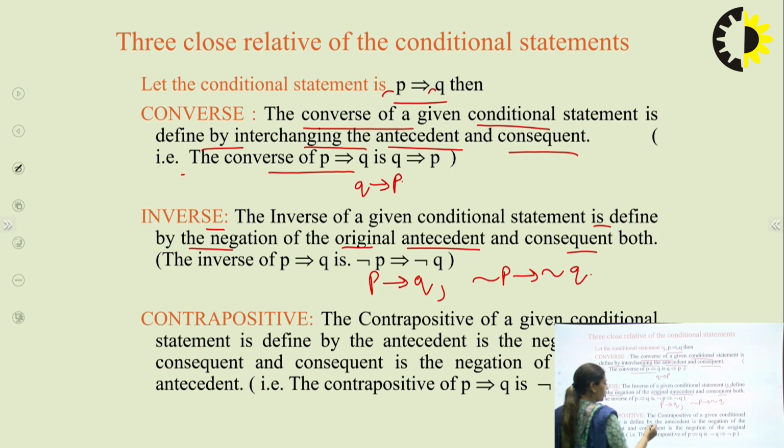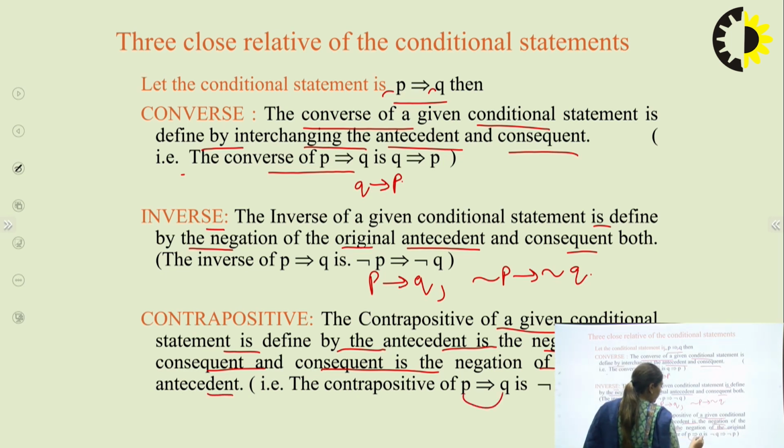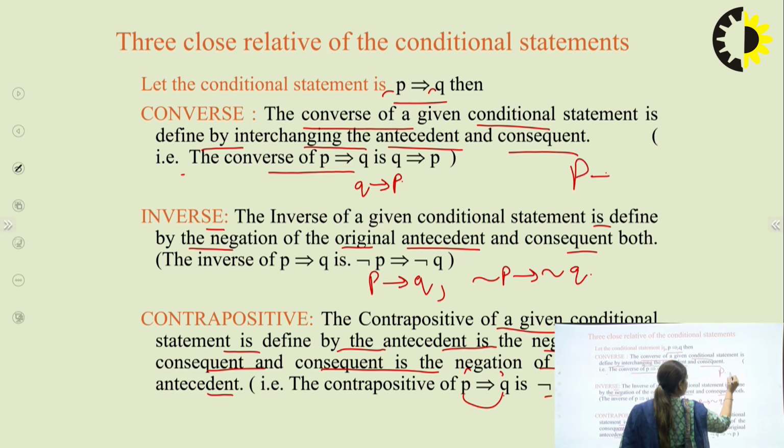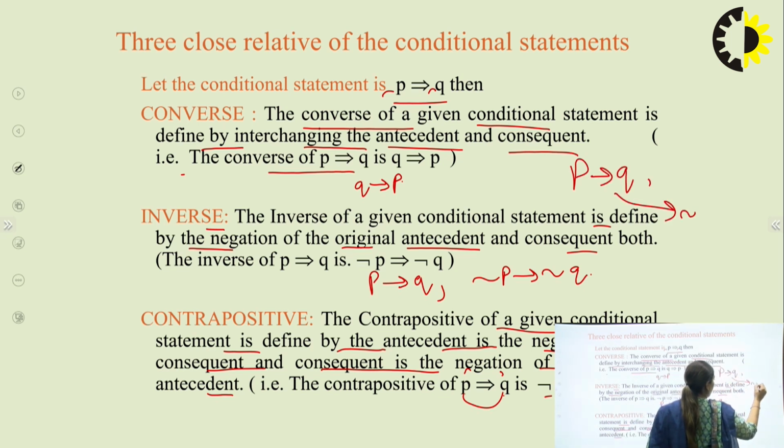Contrapositive. The contrapositive of a given conditional statement is defined by the antecedent being the negation of the consequent and the consequent being the negation of the original antecedent. The contrapositive of P implies Q is negation of Q implies negation of P. So if it is P implies Q, then the contrapositive is negation of Q implies negation of P.